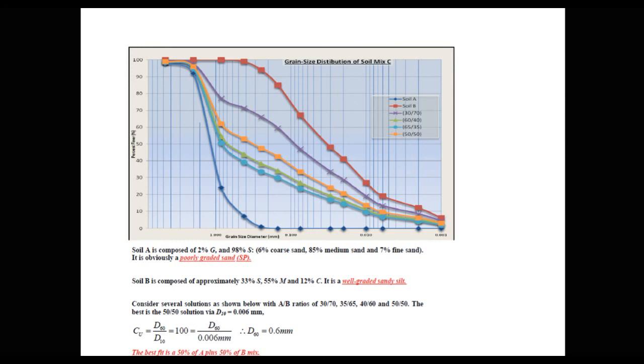So if you were to manufacture a new soil based on some existing soil, then in that case you would have to play around with the numbers, use a different combination of different soils to come up with a new soil and see what really fits the curve.